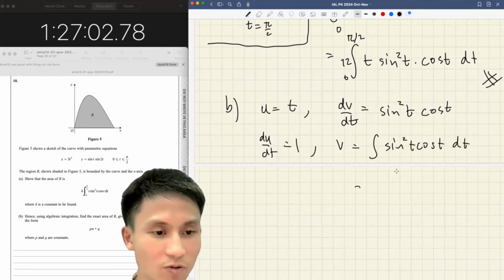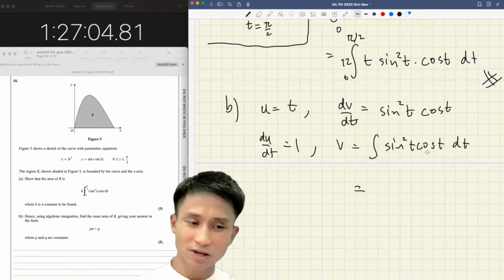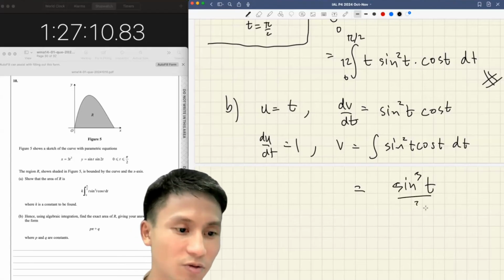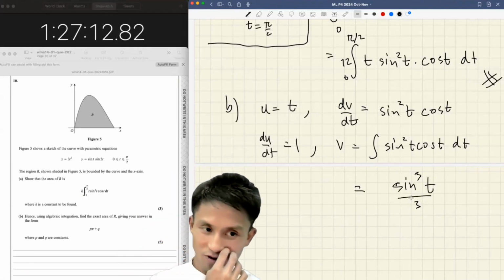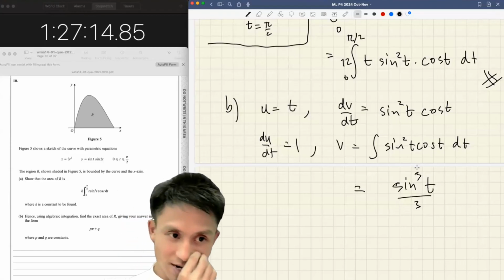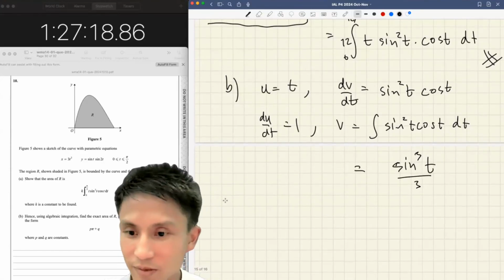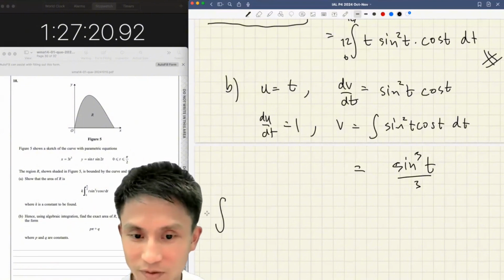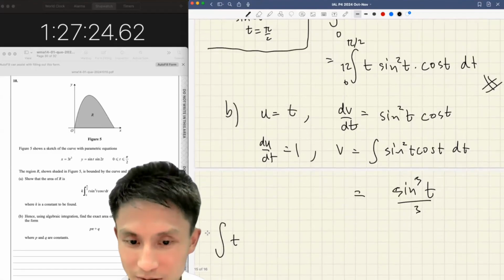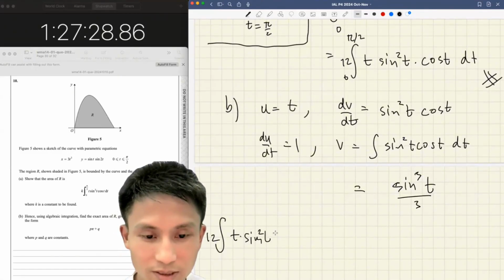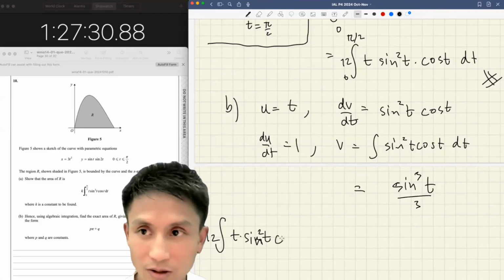which I happen to know that if you differentiate sine, you get a cos. So that should be sine cubed t over 3. Yeah, if you try differentiate that back, you should get that, right? Yeah. So the integral of that, t sine squared t cos t.